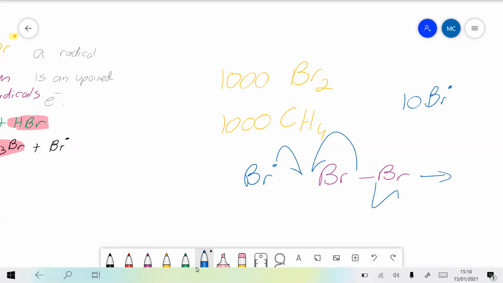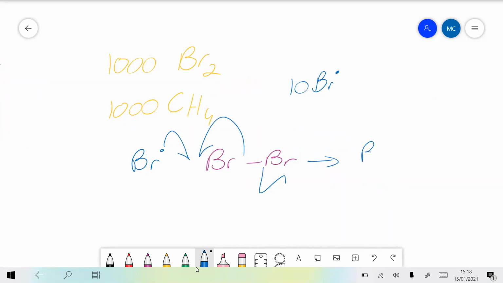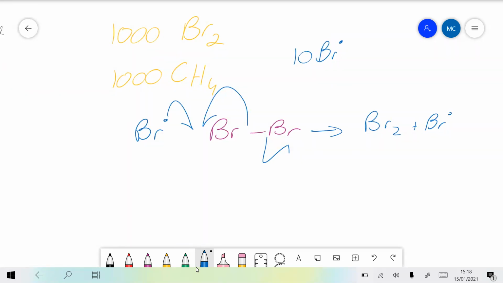But this will result in more Br2 plus bromine radical. So they are the same, so we don't consider it. But if it meets and clashes with CH4, we will get the reaction we've mentioned in propagation. This is why, in my opinion, we should not write a reversible reaction, because it's more likely to meet a methane than it is to meet another bromine radical. And therefore, the reaction is one way only.